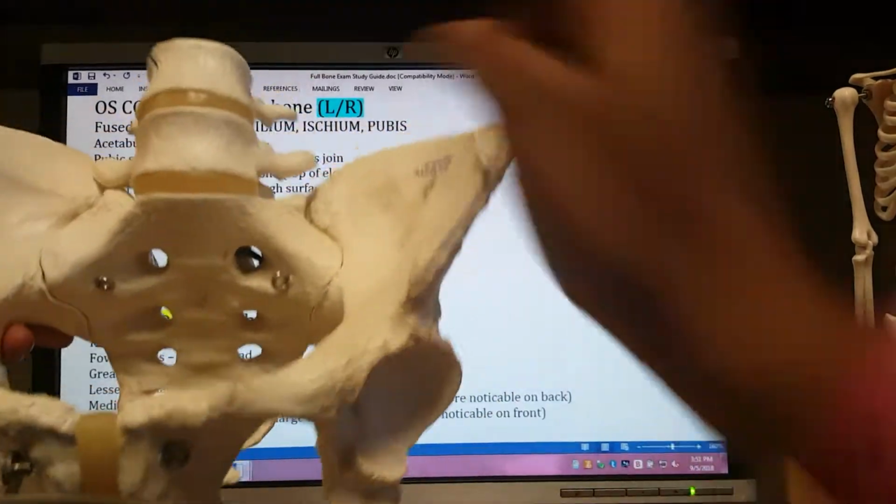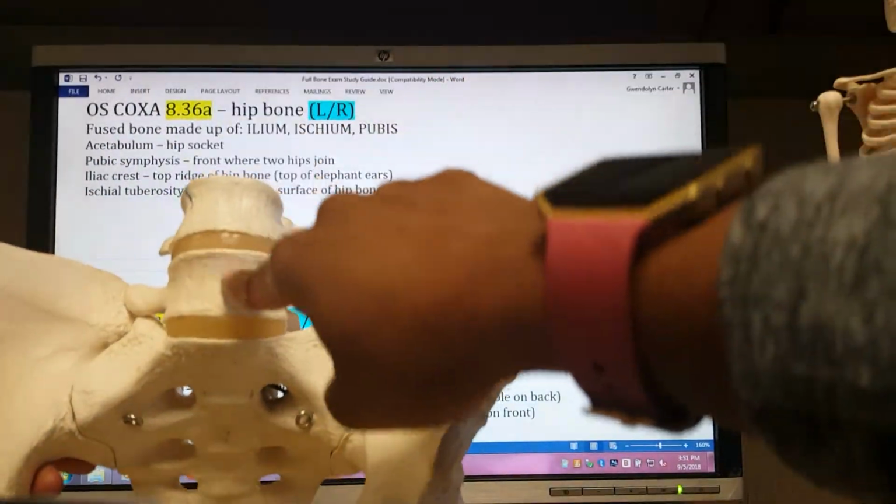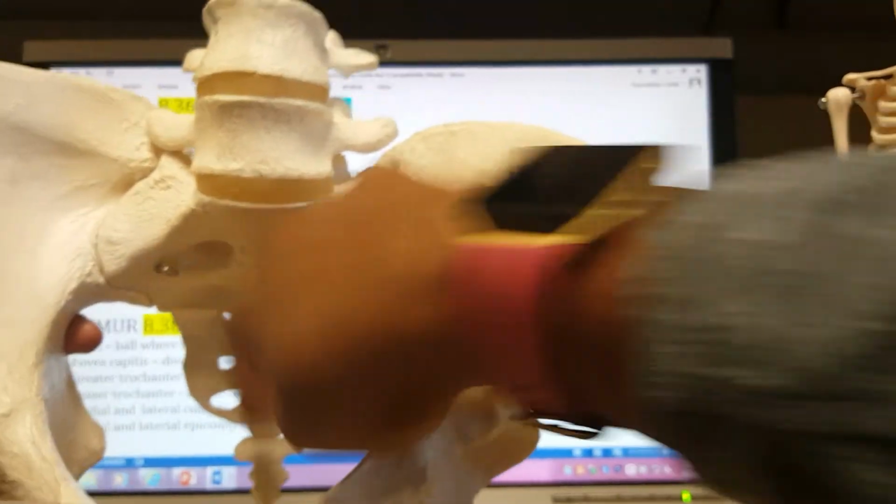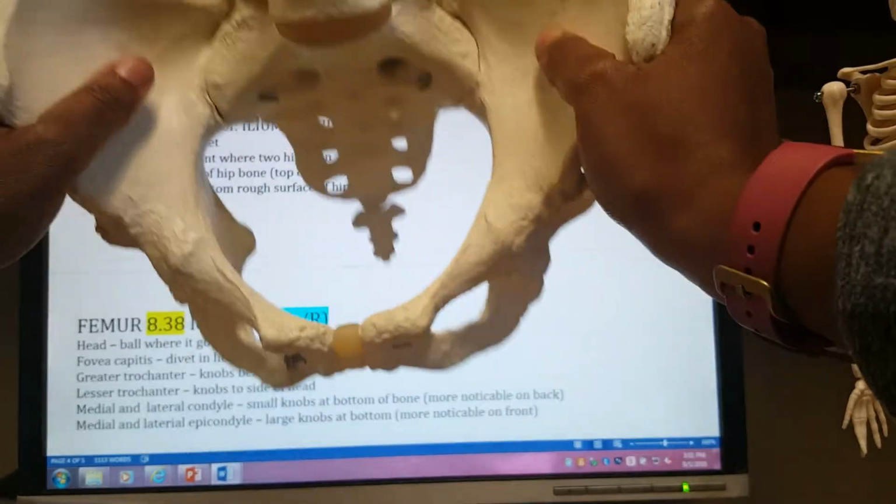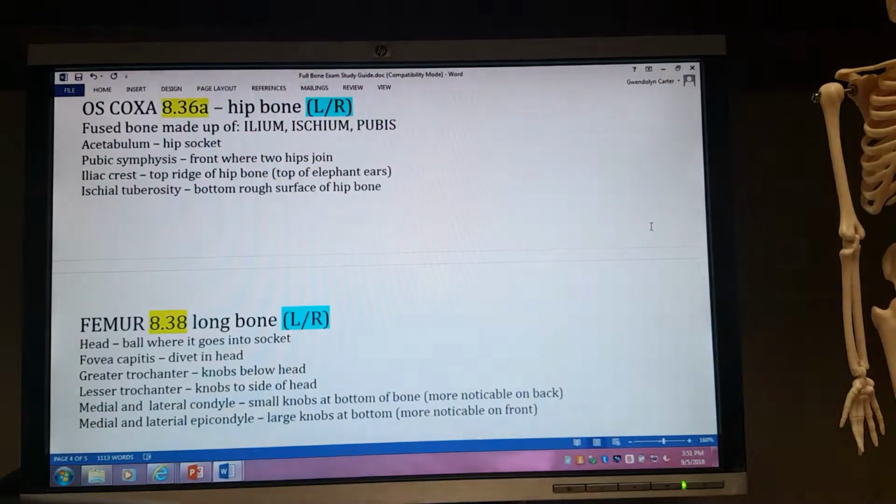So here's where your vertebrae ends. So some more lumbar vertebrae, sacrum, coccyx, all that stuck together as one, basically.